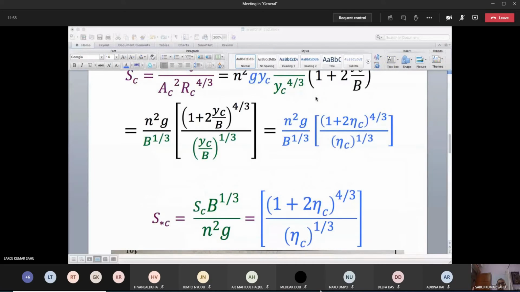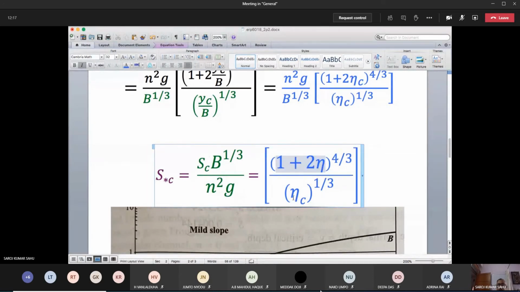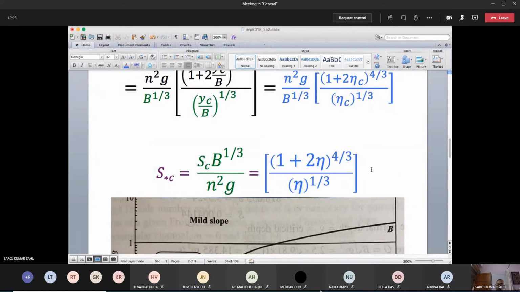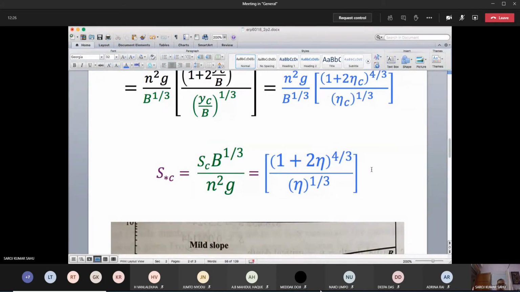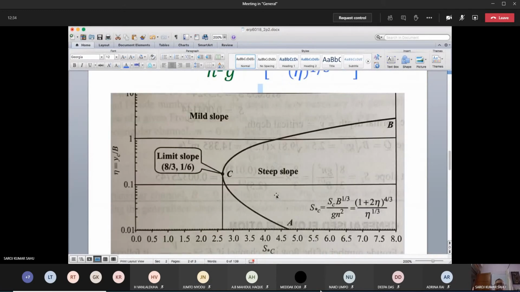Rather, I would like to write this as a function of eta. So this is your expression, and that expression has been plotted here.